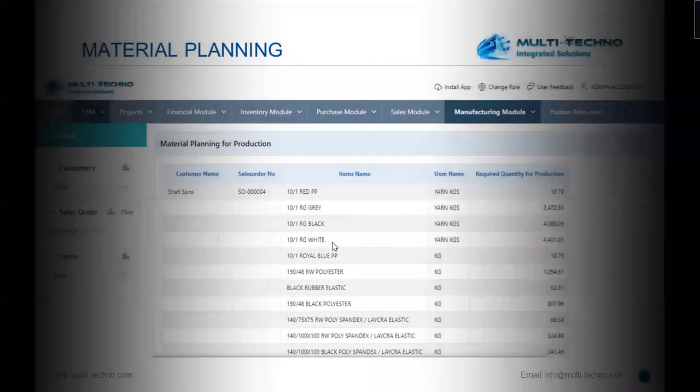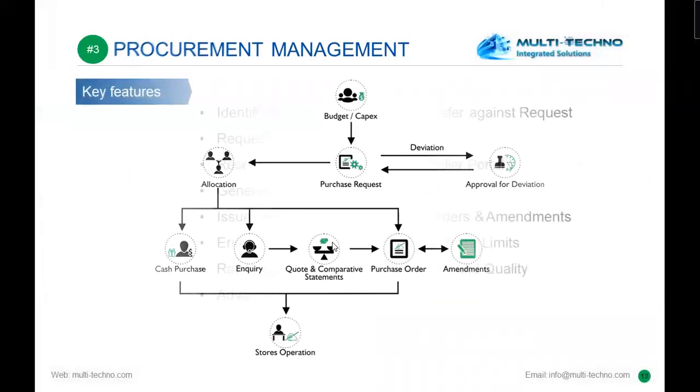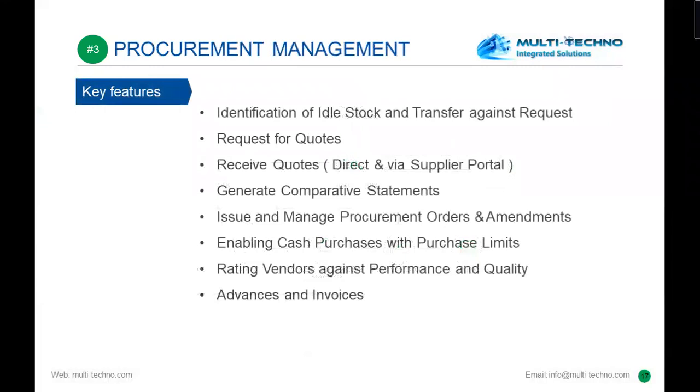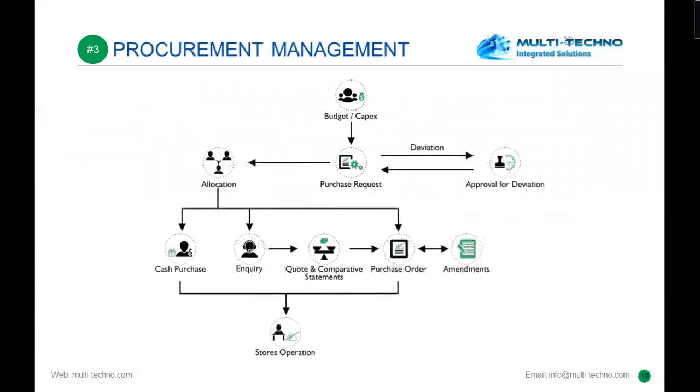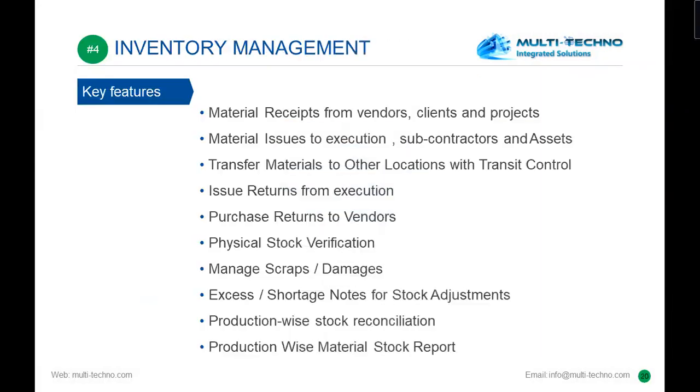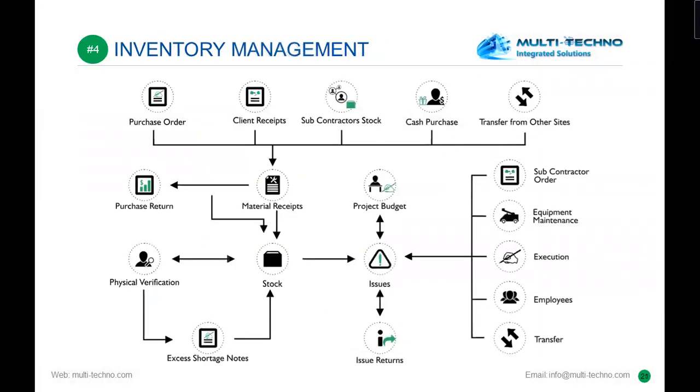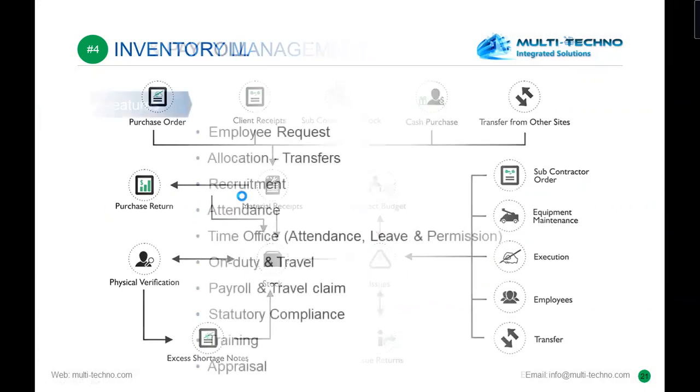Basically, we have material planning. After that, we have procurement management, some settings, and all procurement management functionality. After that, inventory management. In inventory management, we have all the processes that we need. Basically, requisition, RFQ, quotation, purchase order, items, all things will happen.